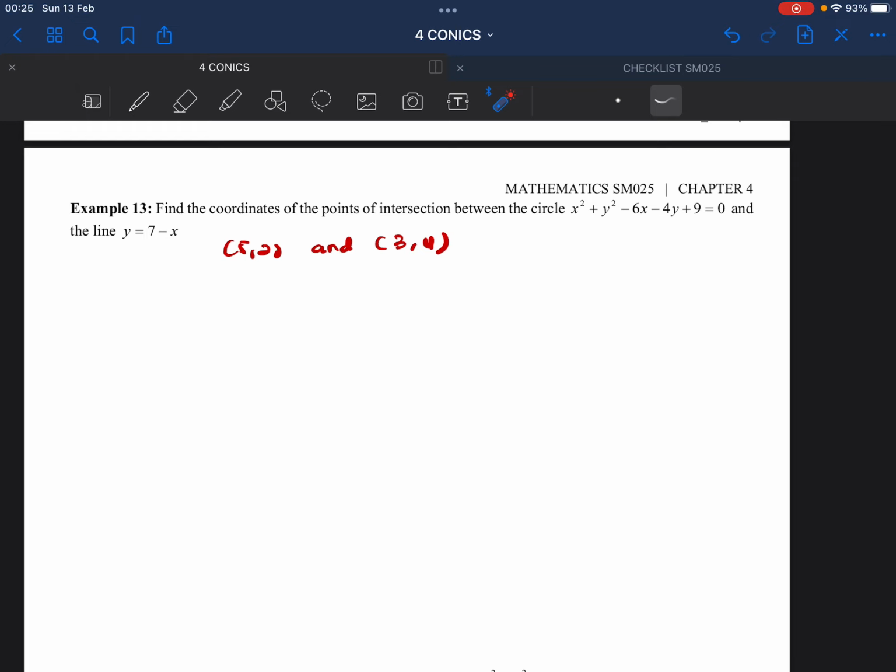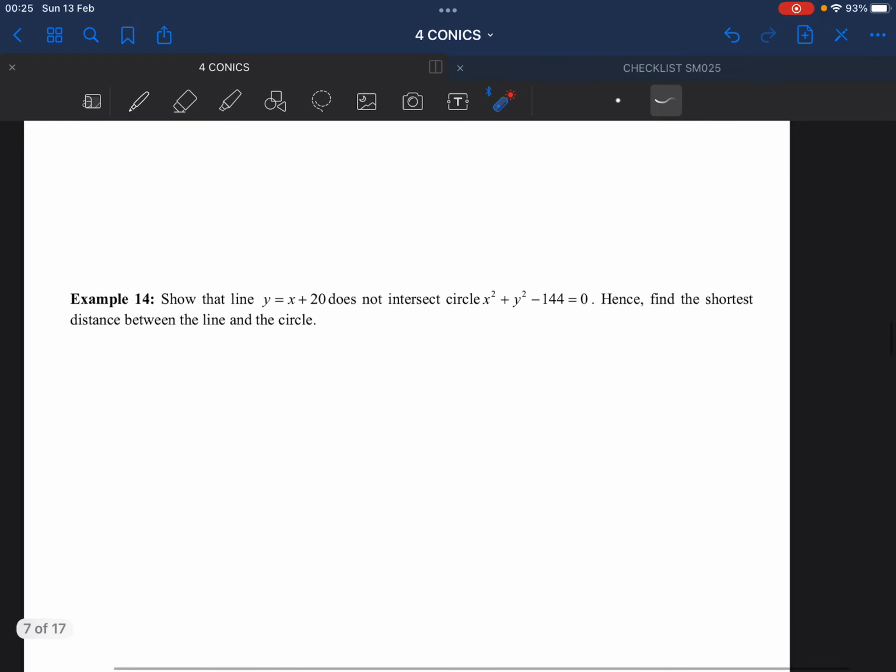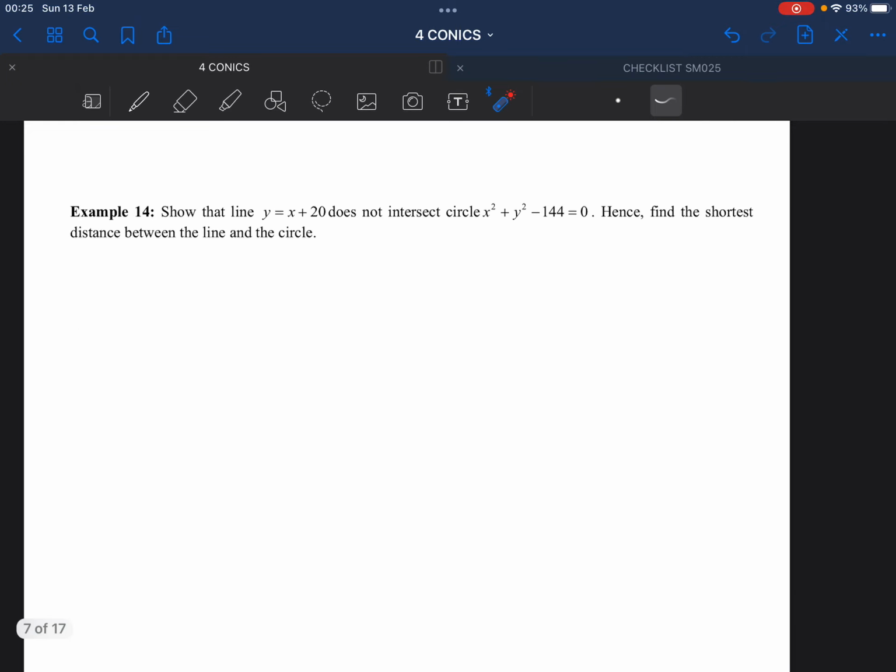Okay, so the next part, example 14. A little bit different from what we have done earlier. Show that the line y equals x plus 20 does not intersect the circle x squared plus y squared minus 144 equals 0. From here you know that whenever the question says does not intersect, it means you have a circle and a line that do not intersect.